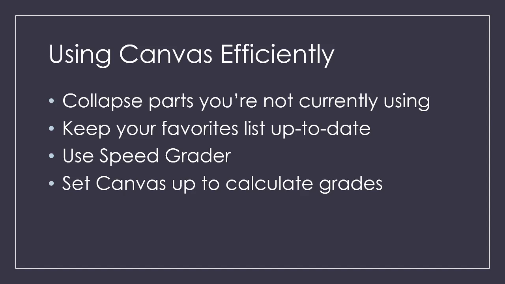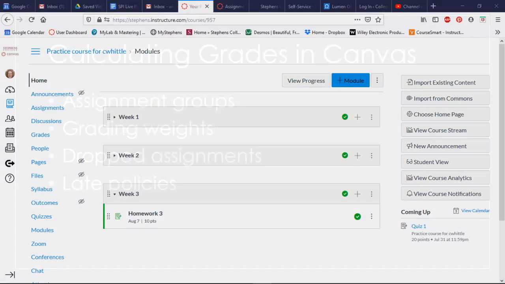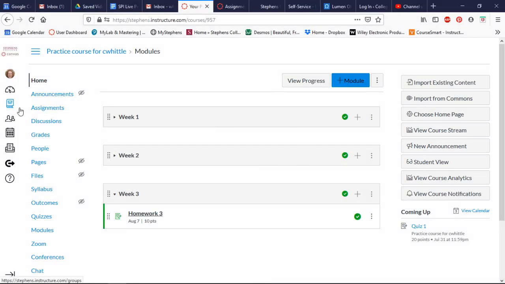For this tweak, I have 4 areas I want to discuss. I'll explain these one at a time, but here are the 4 topics we'll cover as we discuss Canvas grading. Putting your assignments in groups, assigning weights to those groups if desired, dropping certain assignments if desired, and setting up late policies.